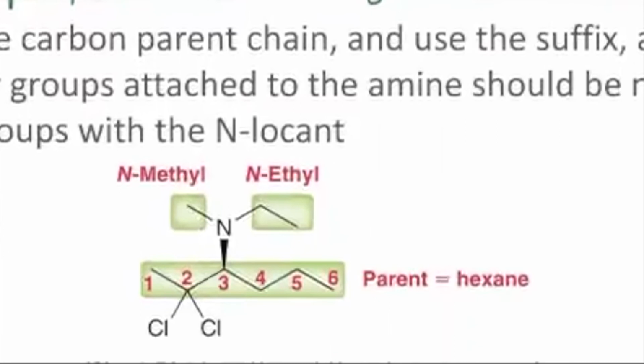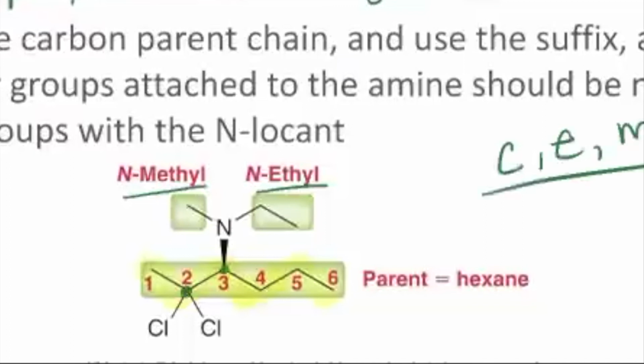And so if we look at the bottom one down here, which will be more like what we would have on the exam, our longest carbon chain is this 6 carbon chain. So we're going to have a parent name of hexane, and off of carbon 3 is our amine. So this is going to be 3-hexanamine. And then our substituents off of the nitrogen are ethyl and methyl. And then we also have substituents off of our carbon, which is off of carbon 2. So we have chloro, ethyl, and methyl. So we have to put that in alphabetical order.